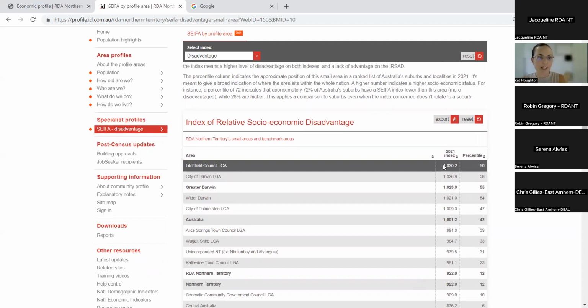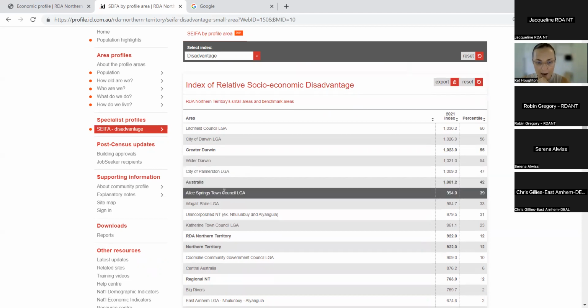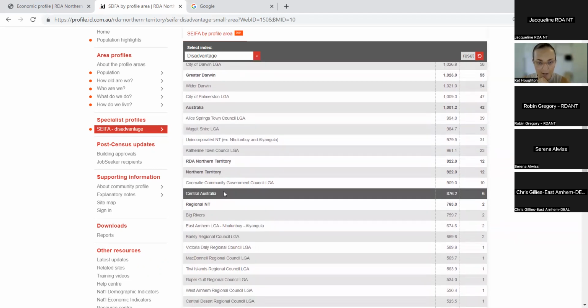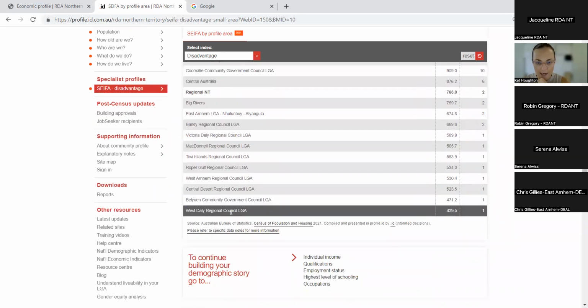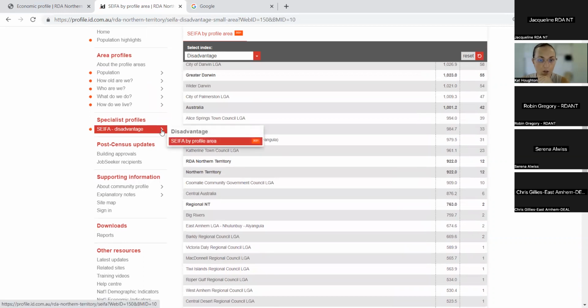Okay, so here, this gives us a score of, it's not really out of a particular number. I think it goes up to 1,400 or 1,500, but you can see here, the most advantaged council area is Litchfield Council LGA, followed by City of Darwin, Greater Darwin, we go down City of Palmerston, then followed by Alice Springs, Katherine, right down to West Daly Regional Council area, which gets a score of 439.5, which is very, very low. Okay, so as part of your applications for Growing Regions, you would use this score because what they do is they use this score to basically compare you guys to other areas in Australia.